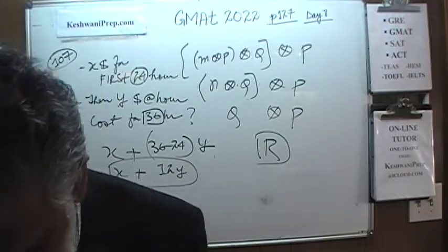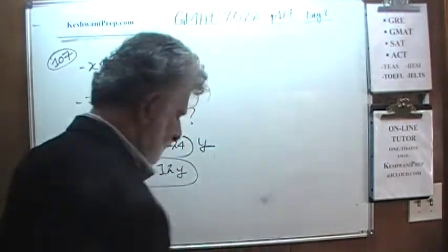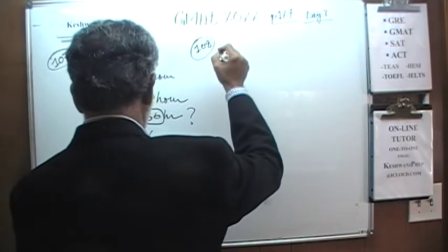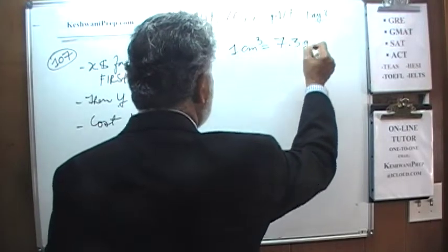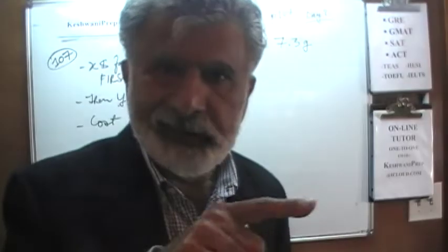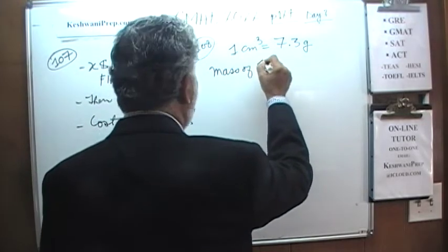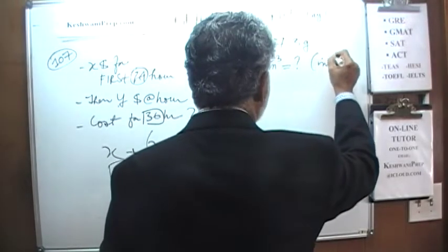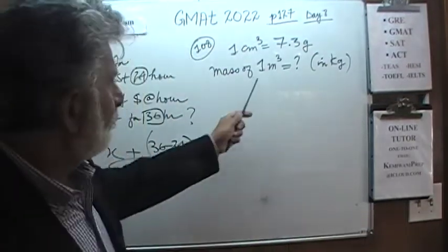108. In 108, we are told that something with the volume of 1 cubic centimeter weighs 7.3 grams. What we want to find out is the mass of 1 cubic meter. And they want the mass in kilograms, not grams.